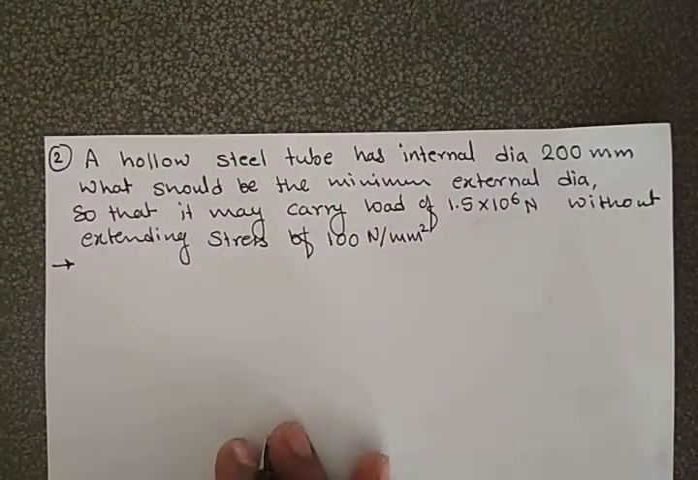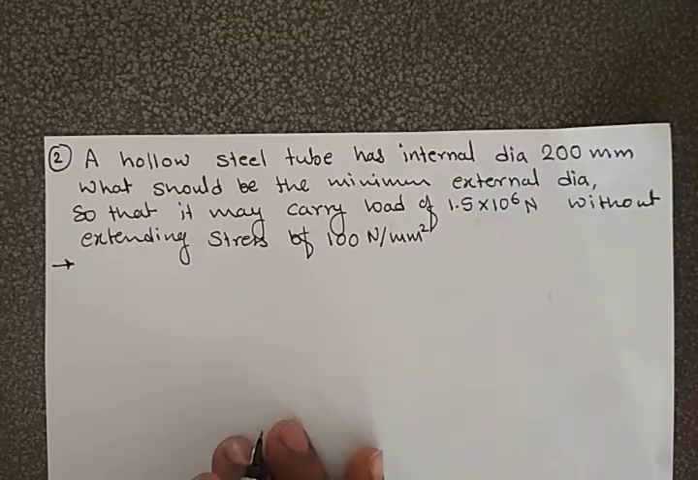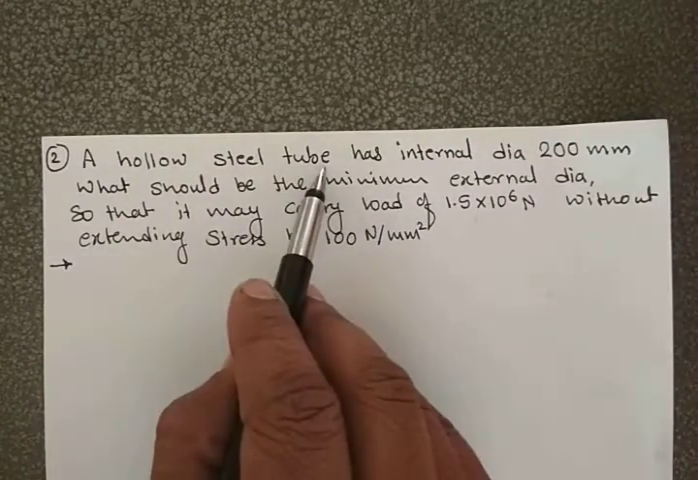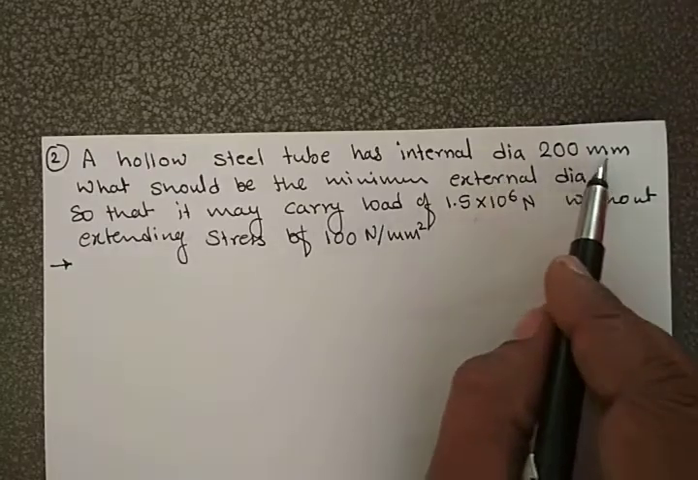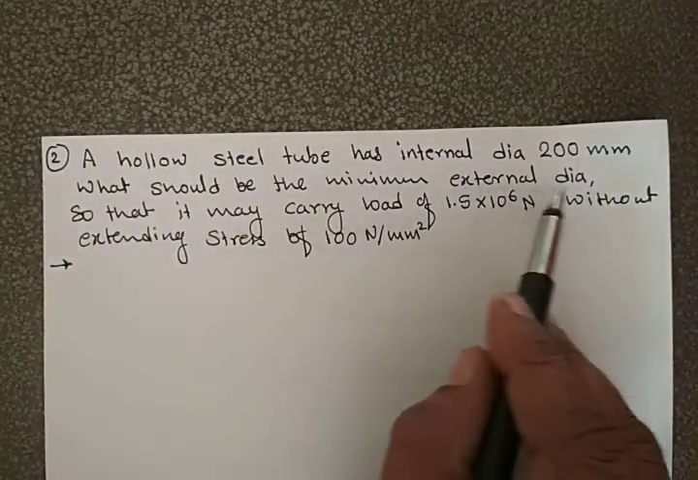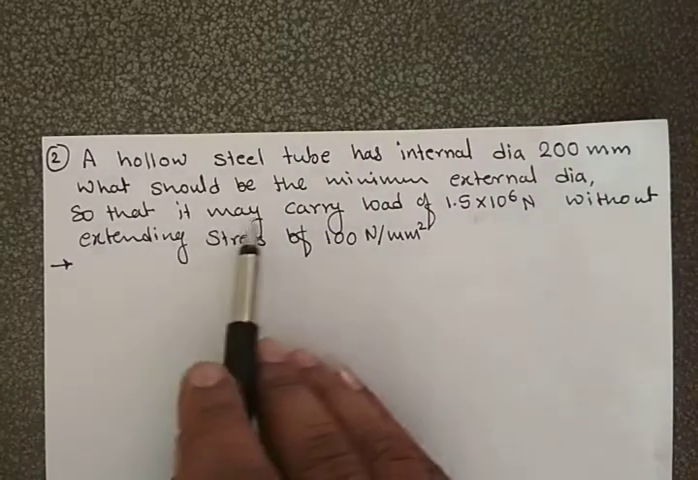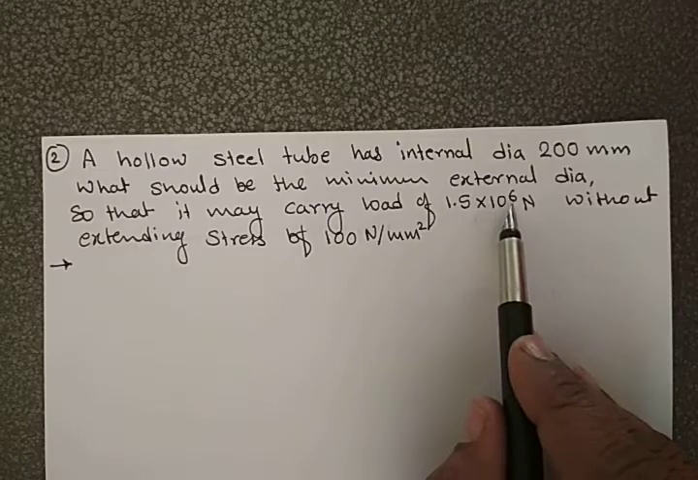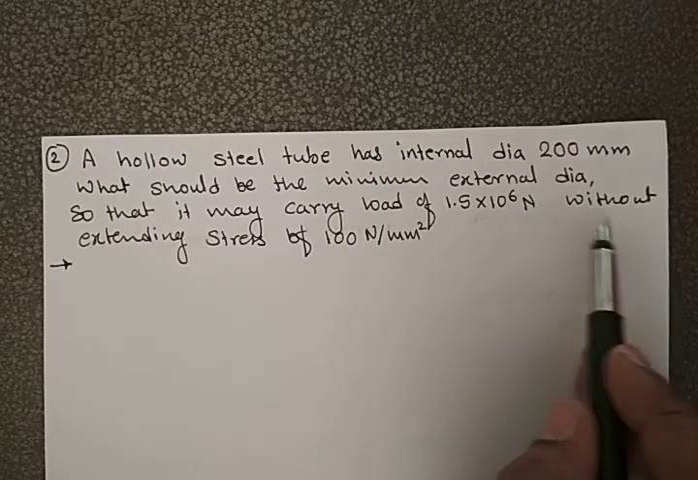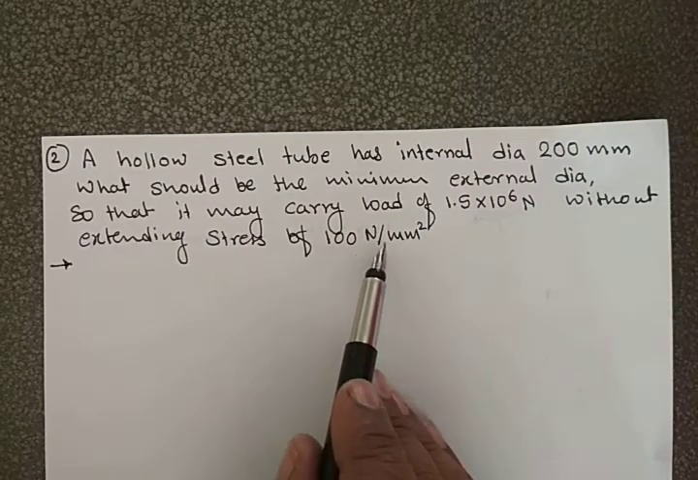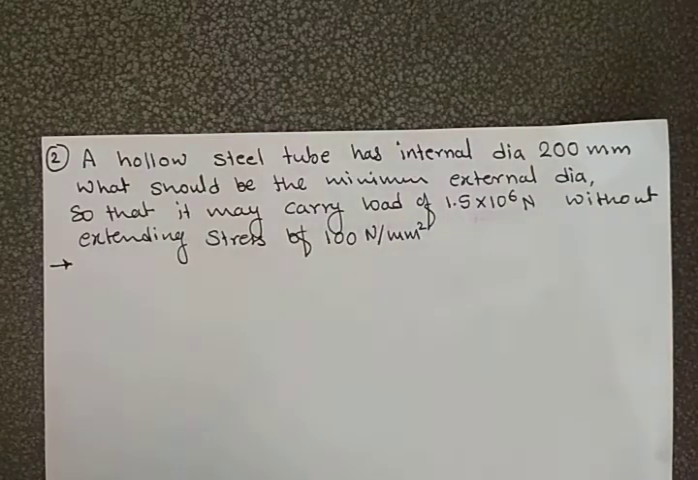Okay, now we will see the next problem, that is: a hollow steel tube has an internal diameter of 200 mm. What should be the minimum external diameter so that it may carry a load of 1.5 into 10 raised to 6 Newton without exceeding a stress of 100 Newton per mm square?